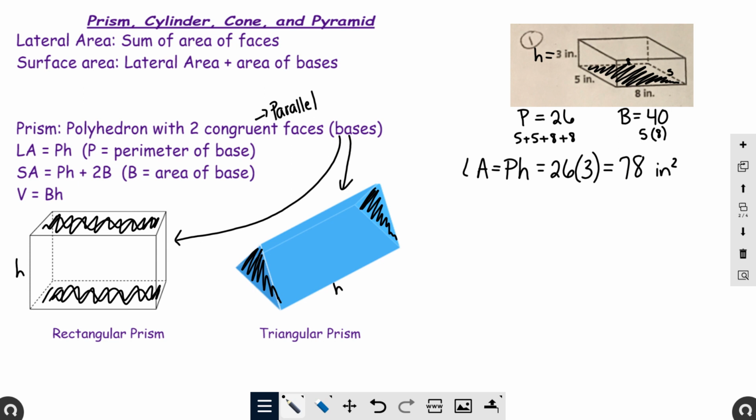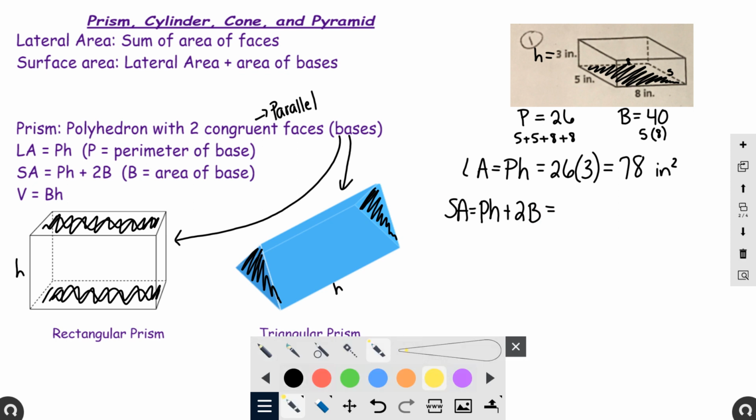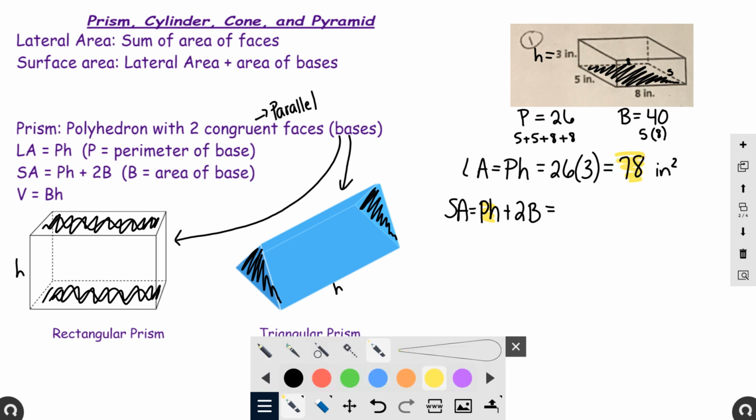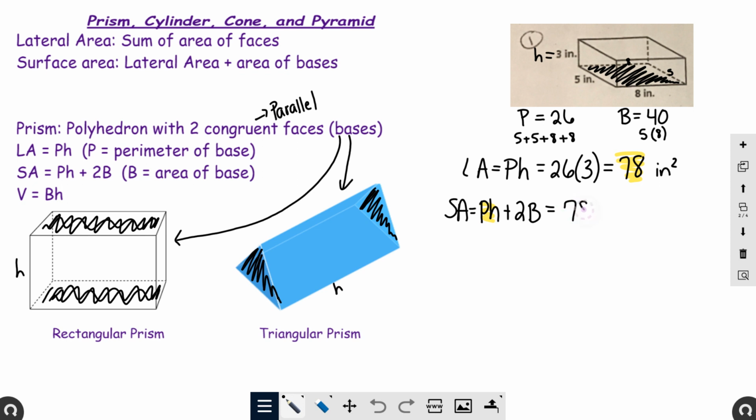Now, surface area, if you look at the formula, is pH plus 2B. Well, we already know what pH is. pH is 78. So why don't we just plug that into our formula? 78 plus 2 times B. Well, what's B? 40. What is 2 times 40? 80. So this is really 78 plus 80, or 158. And don't forget units. This would be inches squared.